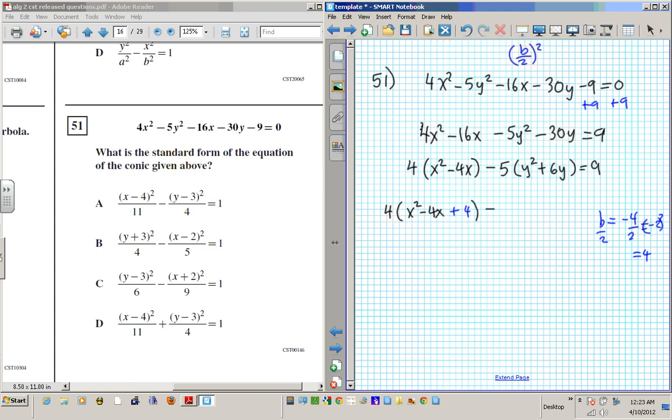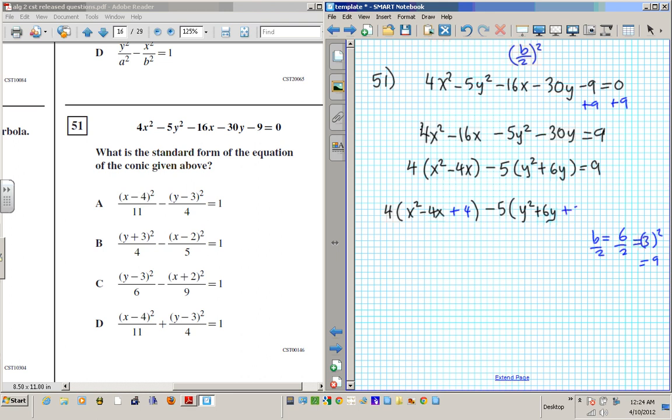And then for the y components, I'm going to do the same thing, okay? For the 6y, I'm just going to do b over 2 squared. For the y side, b is 6. So I divide that by 2, I get 3. Right, that's b over 2, but you gotta square it. So when you square 3, you get 9. So I'm going to add 9 here.